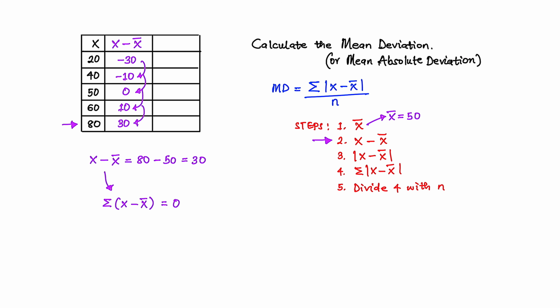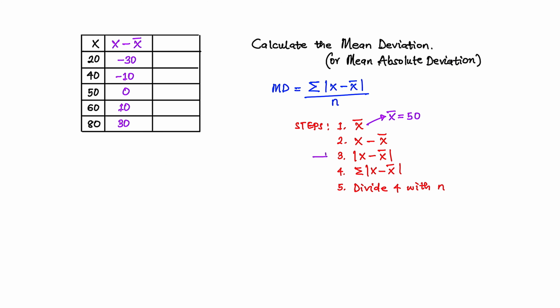If it is not equal to 0, then it's either you've made a mistake while calculating the deviation of each data from the mean, or you have made a mistake in the calculation of your mean, which is in step 1. So that's something important to take note of.